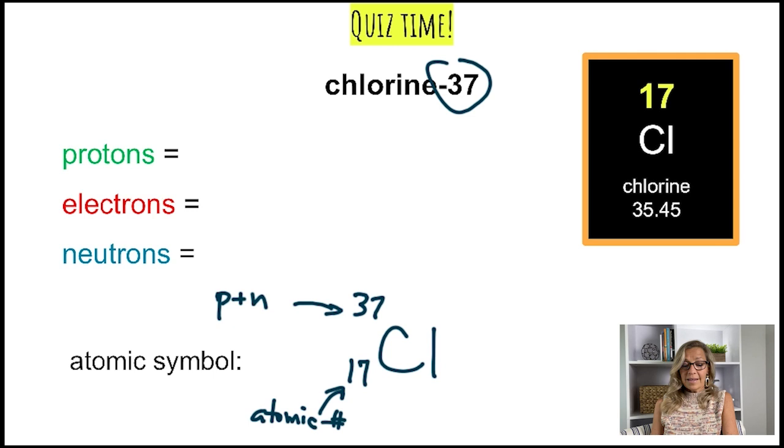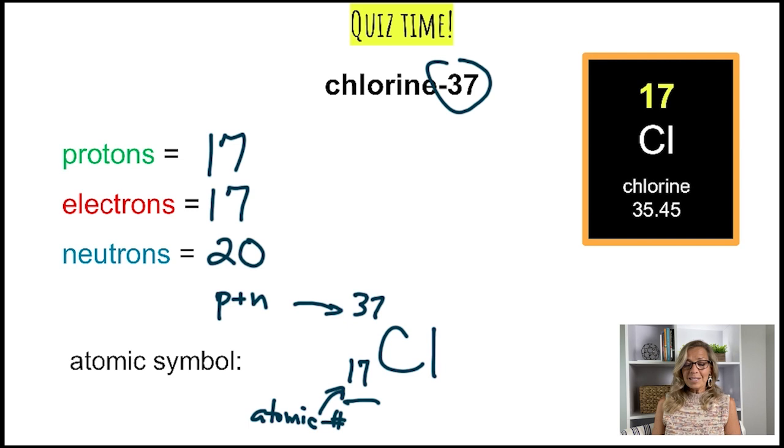Protons, easy. Atomic number, 17. This is an atom. It's electrically neutral, so electrons will be the same as protons. And then how do we get neutrons? Well, we've got the mass number, which is the total, and we're going to subtract away the number of protons. Remember, 37 minus 17 gives me 20.